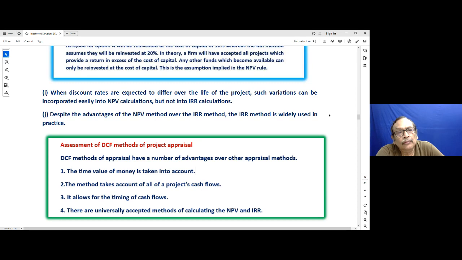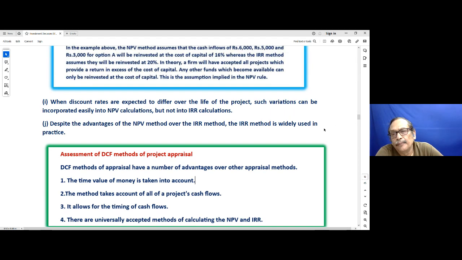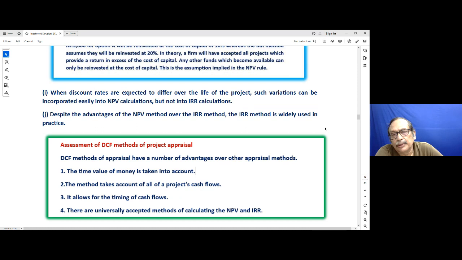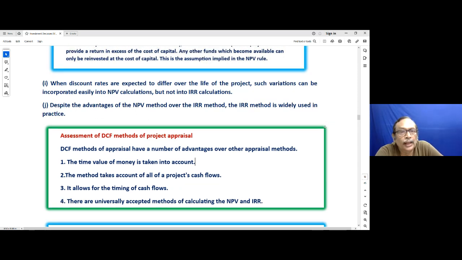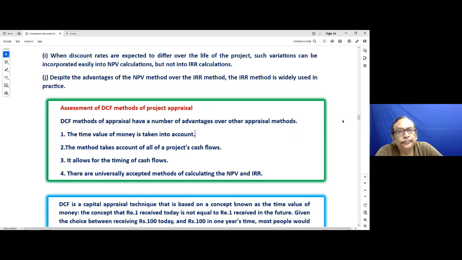Now, when discount rates are expected to differ over the life of the project, such variations can be incorporated easily into NPV calculations, but not into IRR calculations. Despite the advantages of the NPV method over the IRR method, the IRR method is widely used in practice.